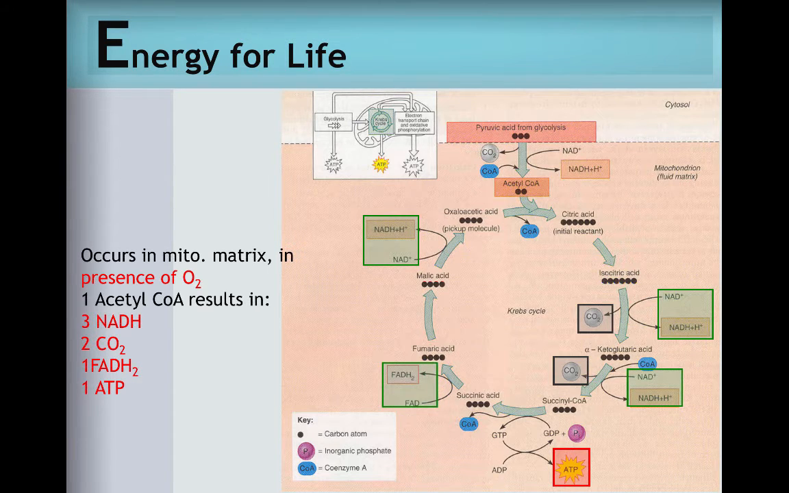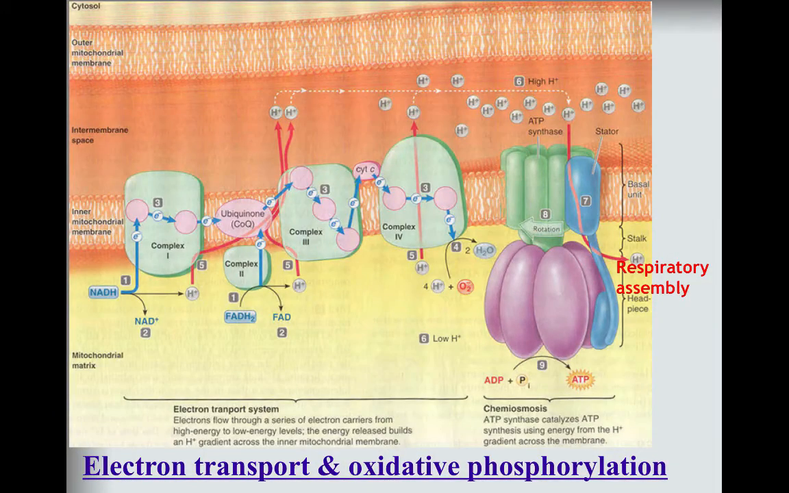And so in summary, one turn of the Krebs cycle, sending one acetyl-CoA through the Krebs cycle, results in the formation of 3 NADH, 2 CO2, 1 FADH2, and 1 ATP. Stage 4 is electron transport and oxidative phosphorylation.